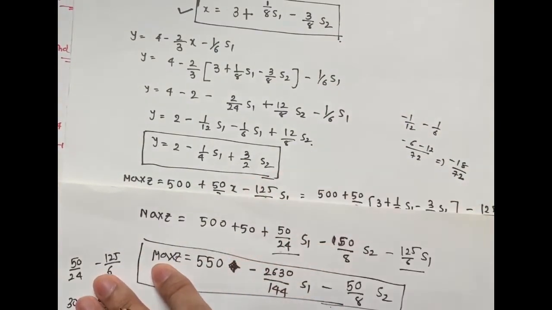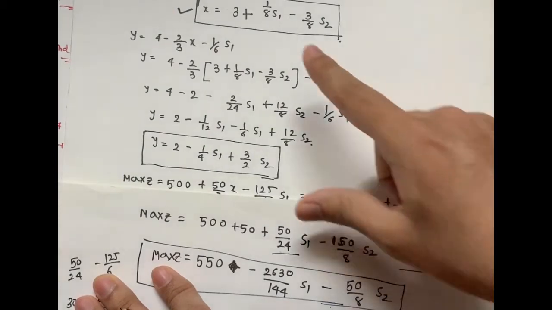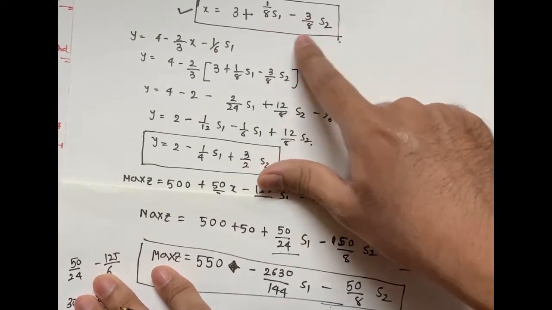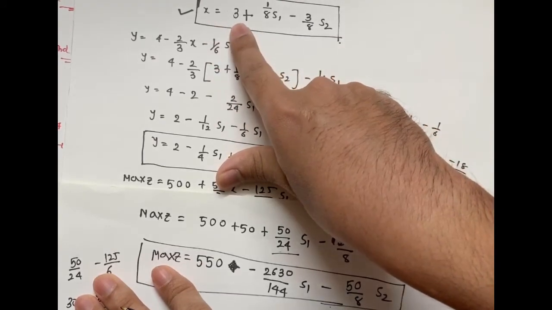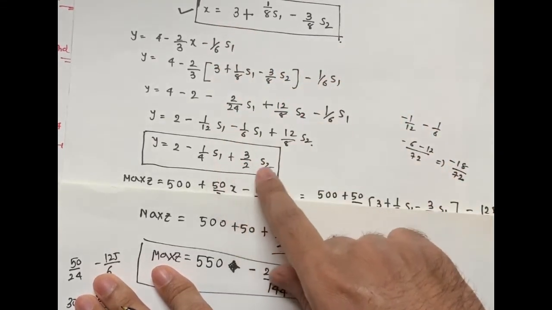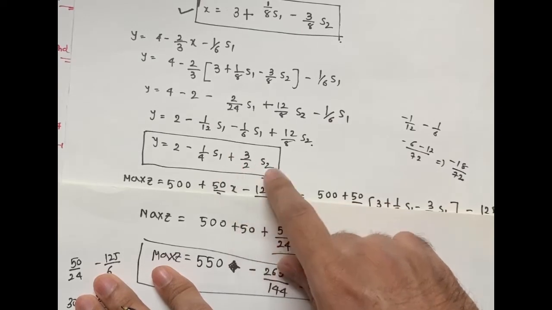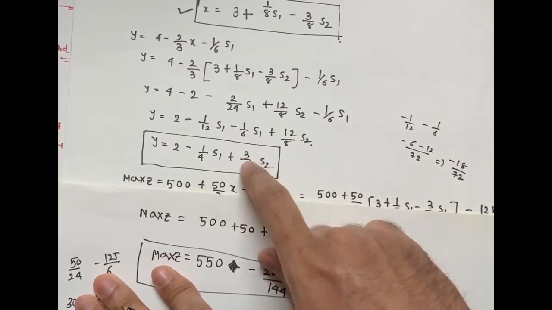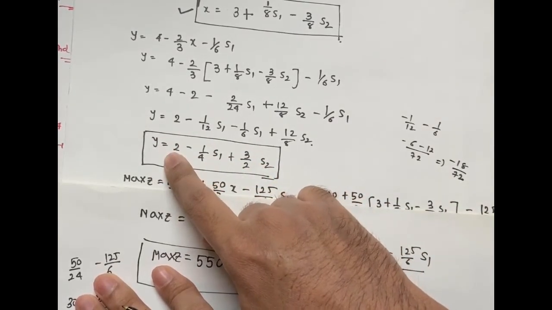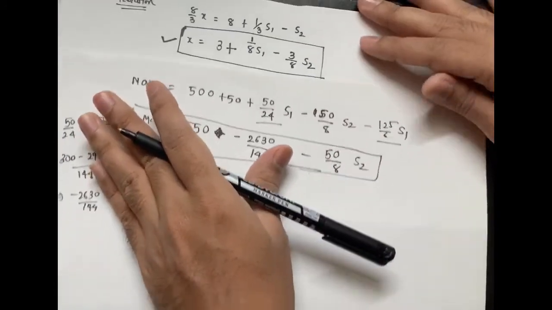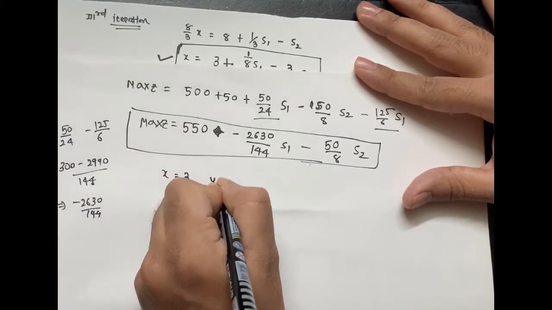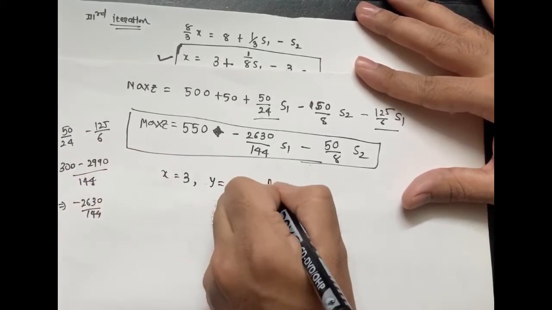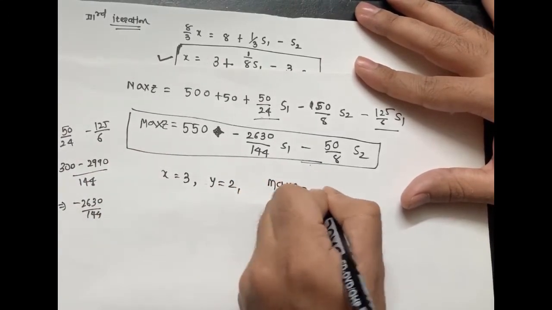What is the value of the decision variables? S1 and S2 have their value 0. So X is 3. Here S1 and S2 again are non-basic variables, they have value equal to 0. So Y should be selected as 2. My final solution states that X should be 3, Y should be 2, and the maximum profit I am getting is 550.